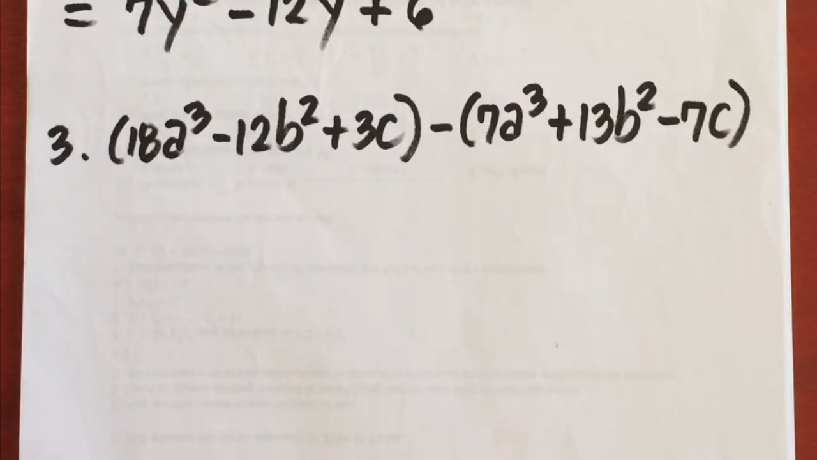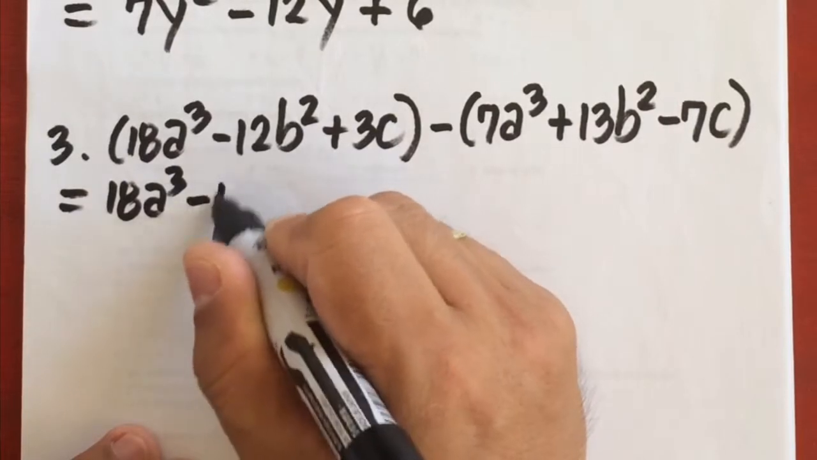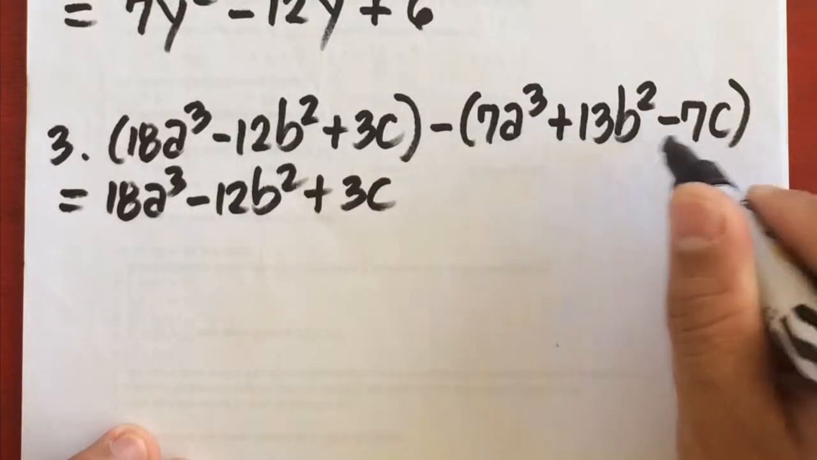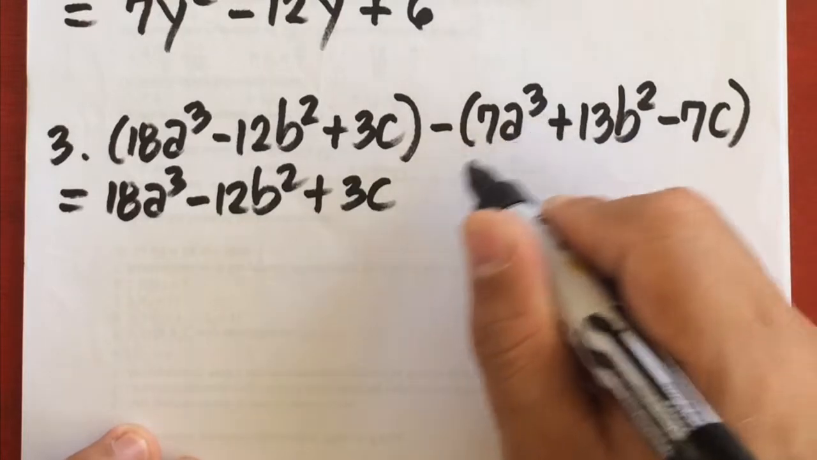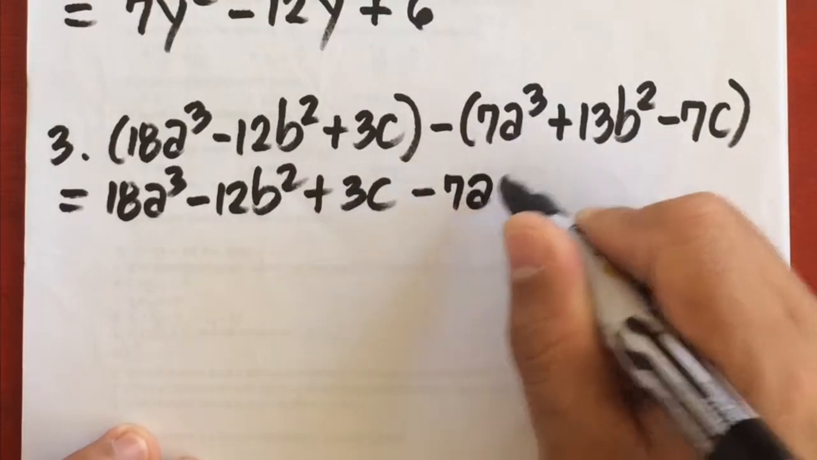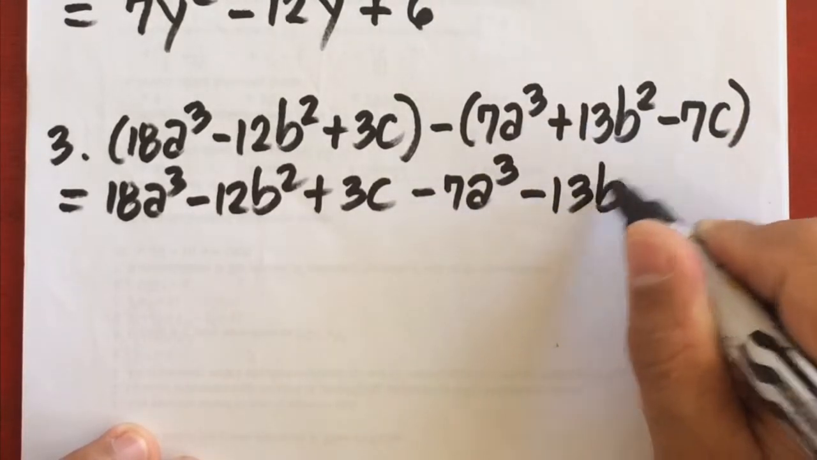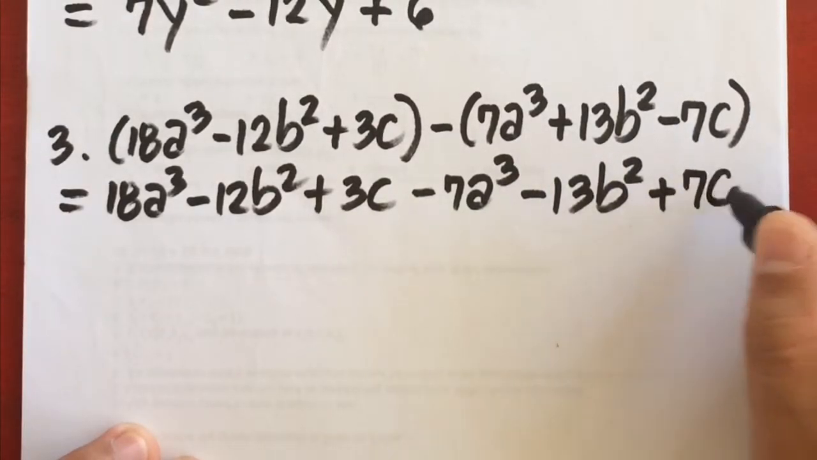Example number 3: 18a cubed minus 12b squared plus 3c minus the quantity of 7a cubed plus 13b squared minus 7c. So in here, this is equivalent to 18a cubed minus 12b squared plus 3c. Then we're changing the signs of the subtrahend, or having its additive inverse. This is 7a cubed, this will become negative 7a cubed, its additive inverse. 13b squared, this will become negative 13b squared. And negative 7c, its additive inverse will be positive 7c.